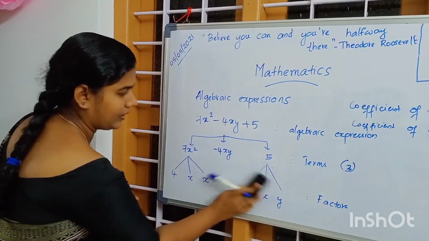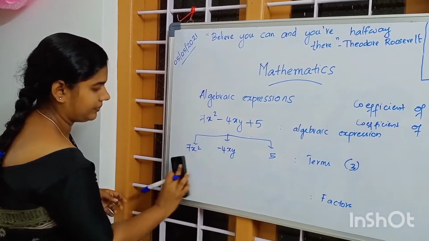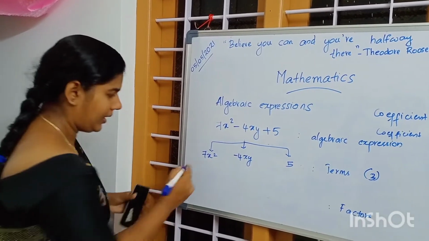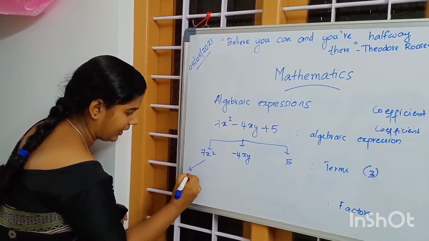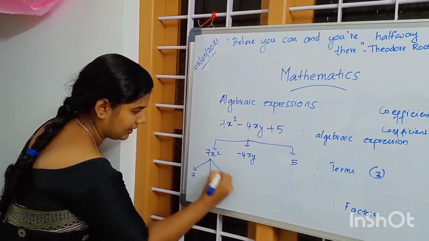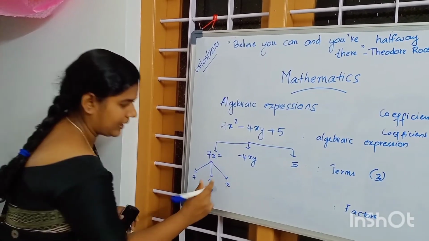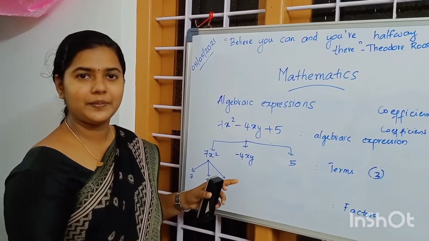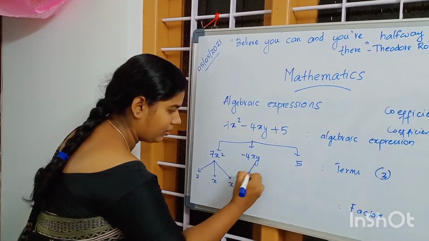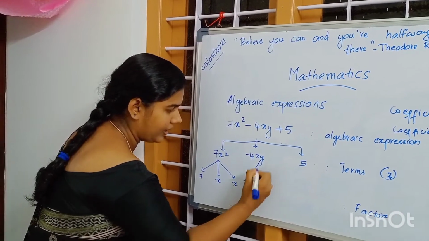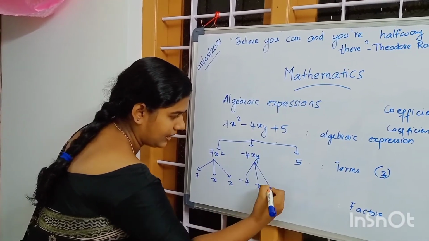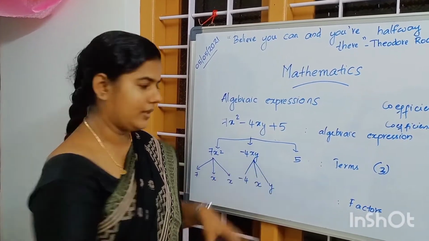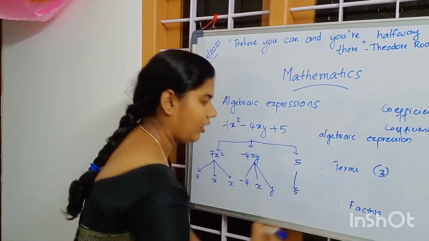Correct. And what about the factors? Here, which are the factors? Yes, we have 3 factors. They are 7, x and again x. Because x square is split as x and x. What about the second term? Yes, there are also 3 factors. They are negative 4, x and y. What about this term? Yes, 5 is the factor of 5 itself.